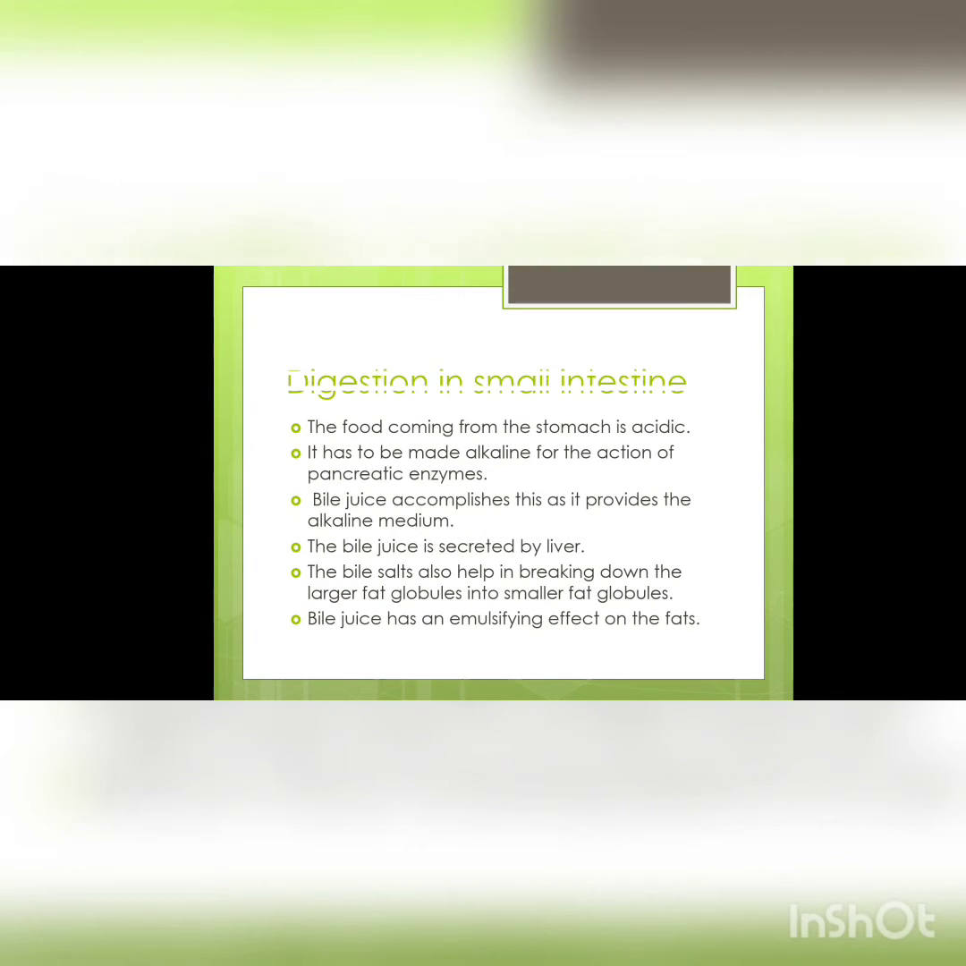The food coming from the stomach is acidic and it has to be made alkaline by the action of pancreatic juice. Bile juice accomplishes this as it provides the alkaline medium. The bile juice is secreted by the liver. Bile salts help in breaking down the larger fat globules into smaller fat globules. Bile juice acts as an emulsifying agent and this acts on the fats.